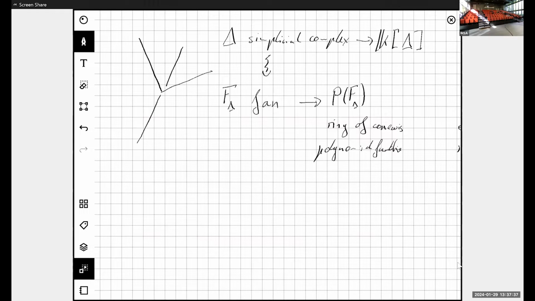So how are they related? Well, let's just observe that. This ring of cone-wise polynomials, P of delta, is also graded. There are those functions that are linear on every one of the cones, and I could draw the level sets like this. And then there are those functions that are quadratic on every cone, and cubic on every cone, and so on and so forth. So this is a graded object as well.